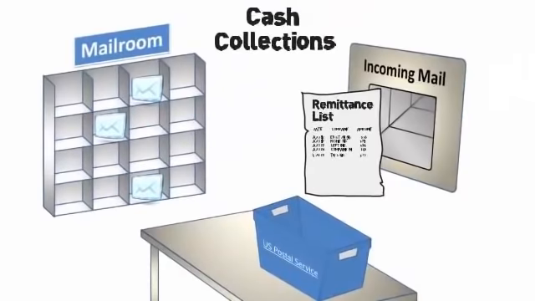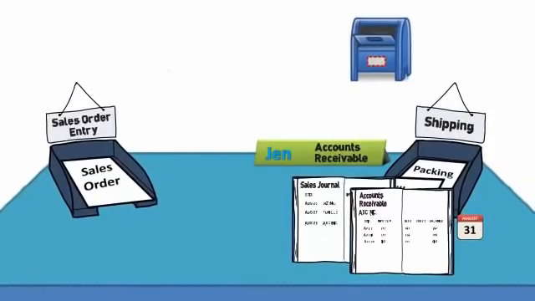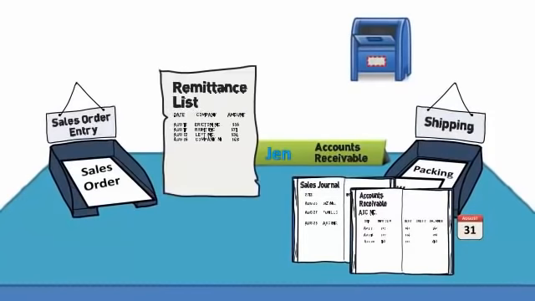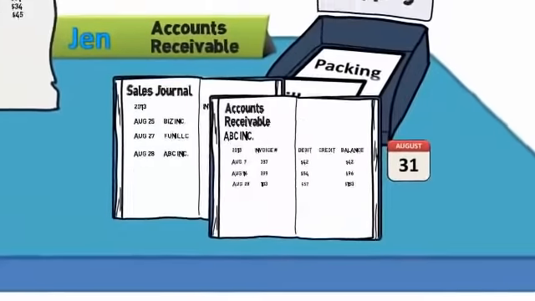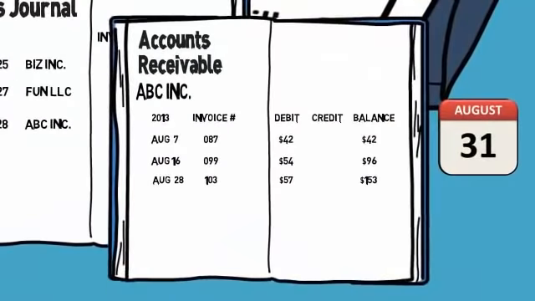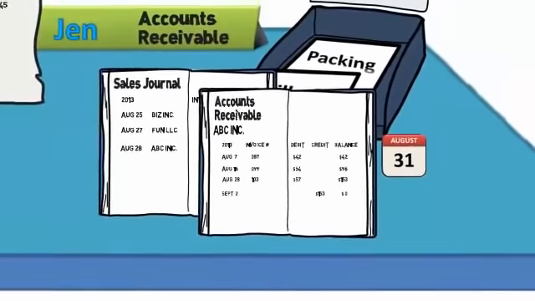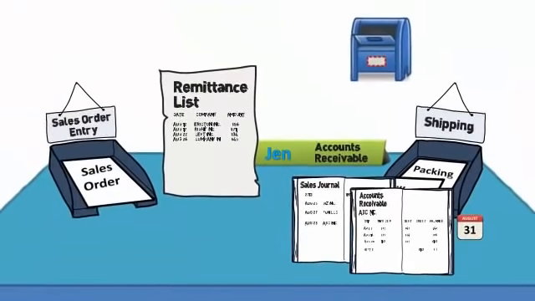The remittance list is then sent over to accounts receivable, where Jen updates this company's accounts receivable. And then files away the remittance list.